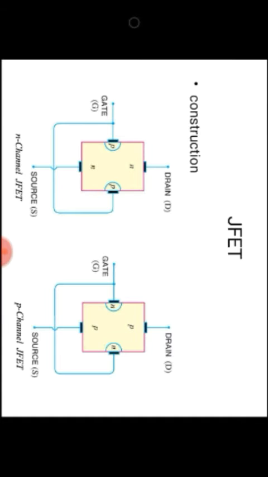In both figures you see that the p-n junctions create a depletion layer. It is like a diode, so it creates a depletion layer, and in between it creates a channel. Through this channel the current flows from drain to source. In an n-channel JFET your channel is n-type, so it is called an n-channel JFET, and in a p-channel JFET the channel is p-type, so it is called a p-channel JFET.